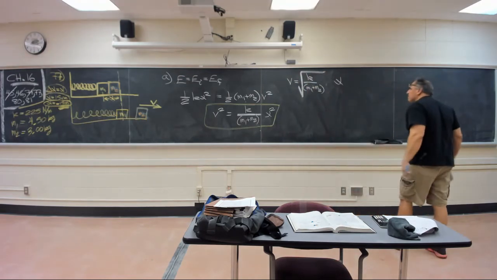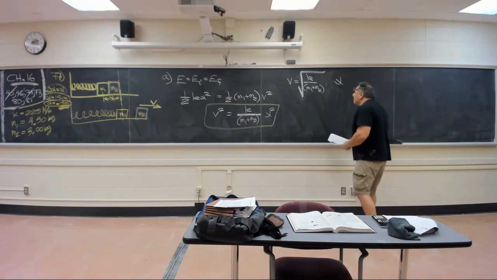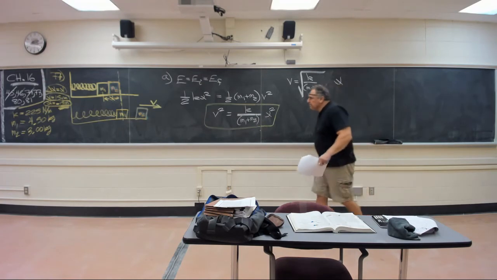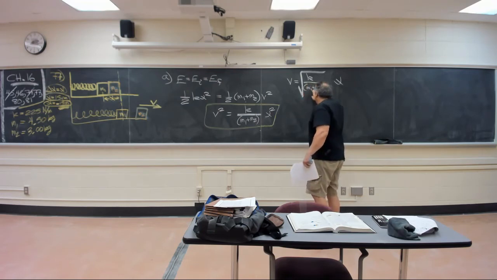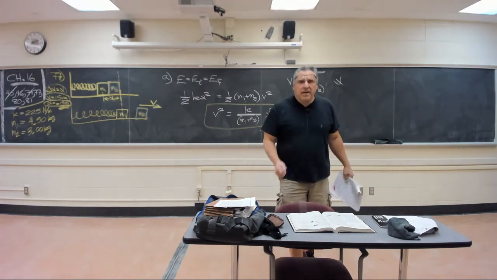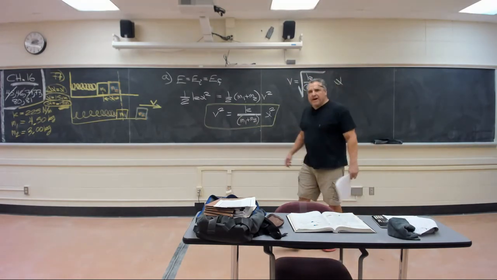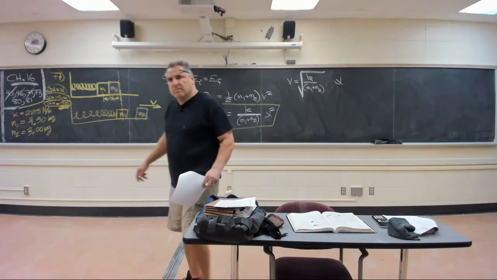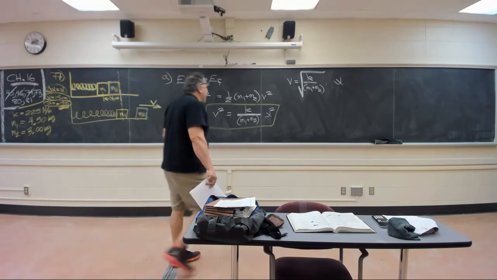Times x. That's 4.5. Let's see what we got here, guys. M1 is 4.5. M2 is 3. 4.5 plus 3 is 7.5. K is 225, right? So 7.5, and K is 225.